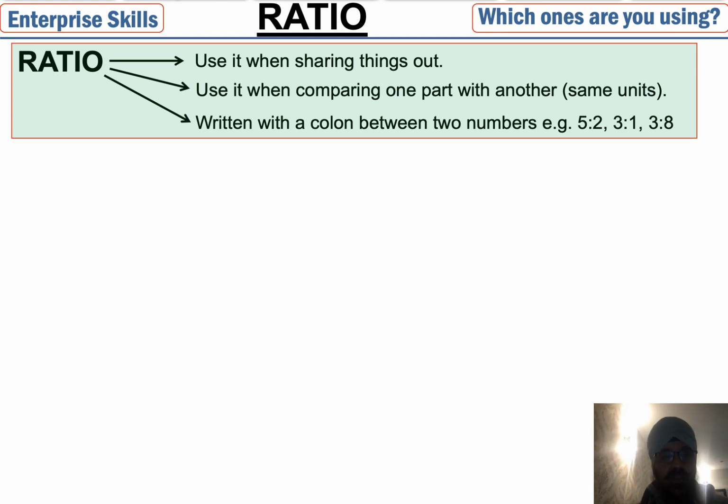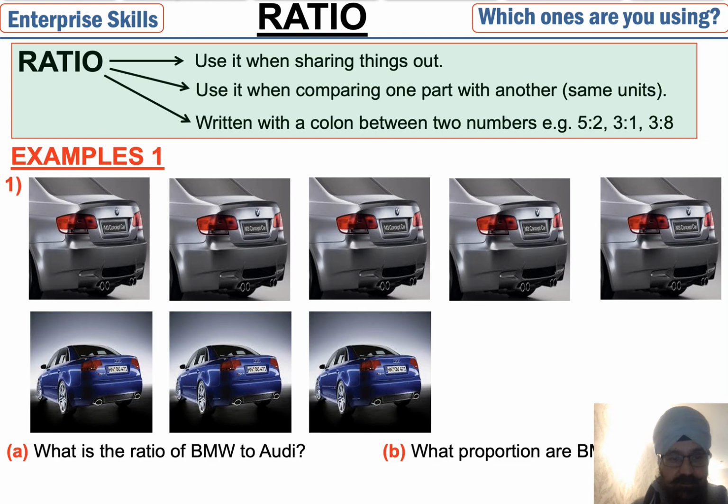You might already know about this. If you don't, don't worry about it, I'll go through it again. So three things which you need to remember. It is used for sharing things out, so you share money, your sweets, your toys, and other things. It compares one part with another, and it's written with a colon, like 5 to 2, 3 to 1, and 3 to 8.